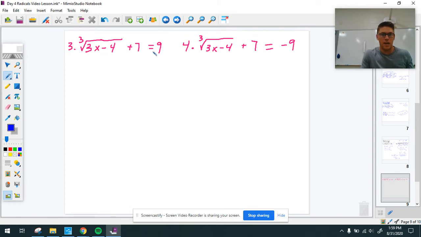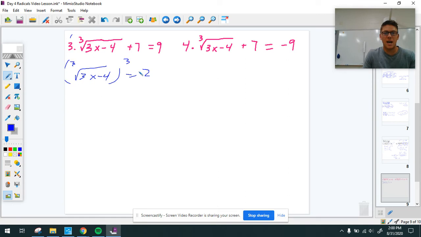Cube roots, on the other hand, you can solve those because you can cube root negative numbers just fine. You can cube root negatives or positives, so these could be solved and it would work out fine. So I'm just going to show one of them with a cube root. Move the 7 first. So your goal is to isolate this. So we have cube root of 3x minus 4 is equal to, subtract the 7, 2.